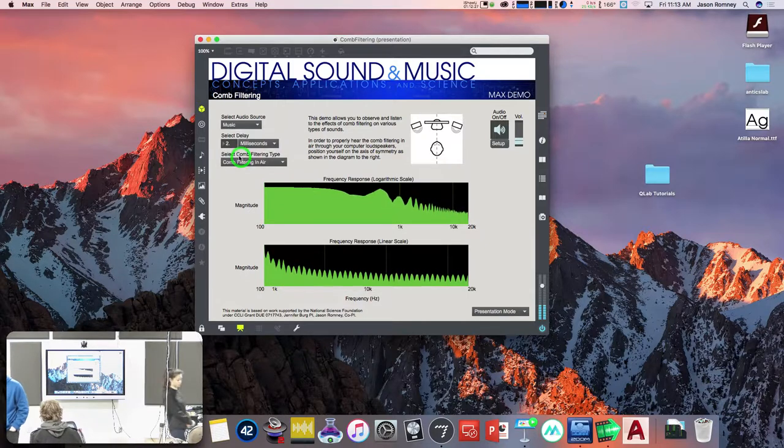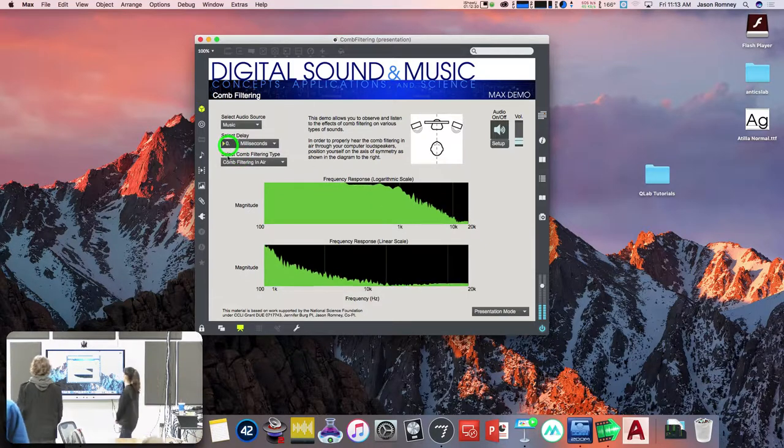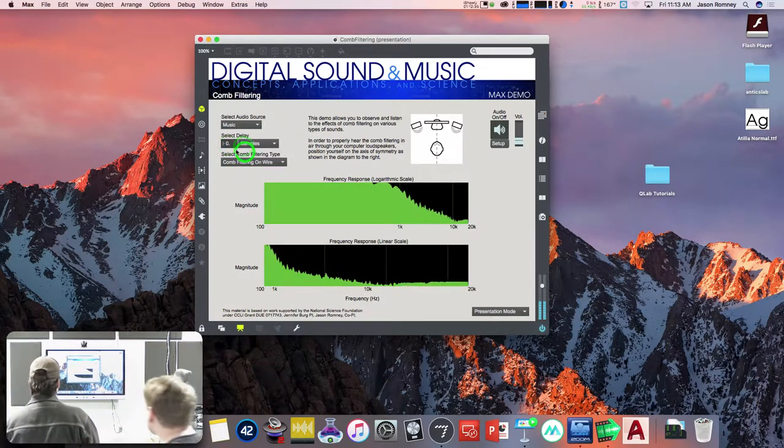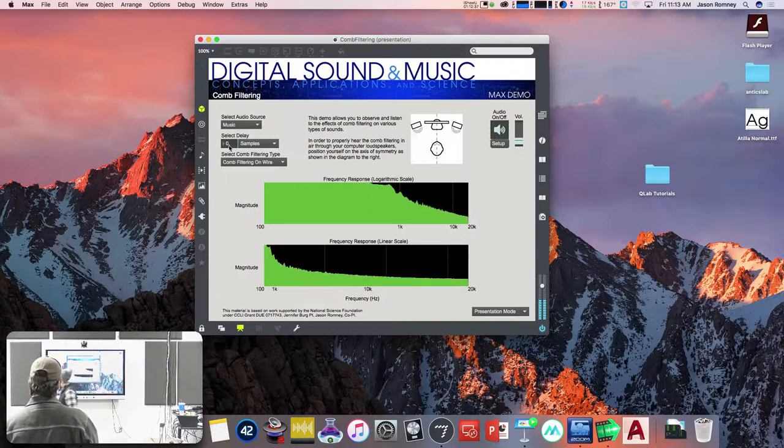Let's do it with music. Okay, so I'm gonna do it on the wire first. I'm gonna do it in samples now so you can hear a little better. So here's your flange effect, you ready? Right? So flange is just a comb filter where the delay is constantly changing, okay? But everybody hears that, right? No matter where you stand.